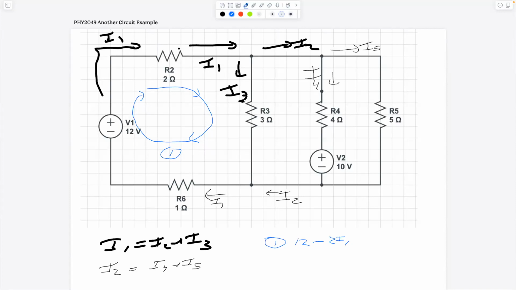Okay, now over on this guy. My loop is going down. My current is going down.